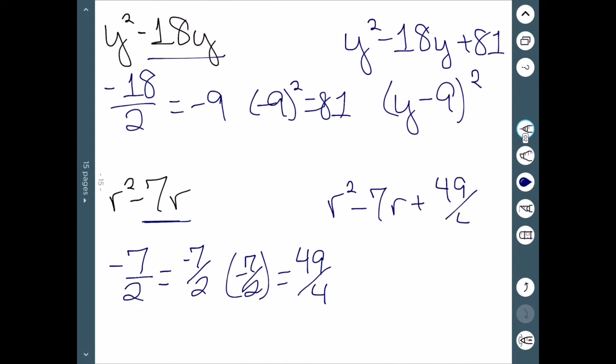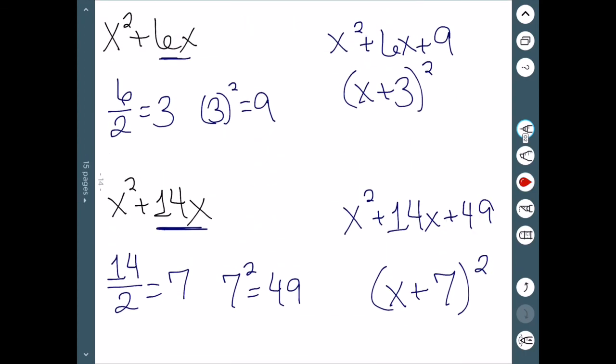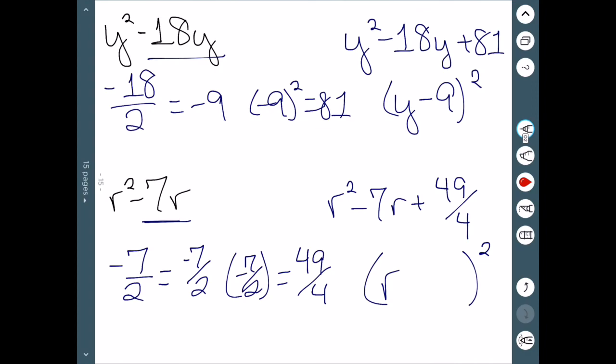This one looks a little bit trickier to factor, but it's not bad if you've noticed the pattern. So if we go back, here, when I divided 6 by 2, I got 3, and you'll notice this is a plus 3. Here, when I divided by 2, I got a 7, and you'll notice this is a plus 7. Here I got negative 9, and this is a minus 9. Here I had negative 7 over 2, so this term here will be negative 7 over 2.